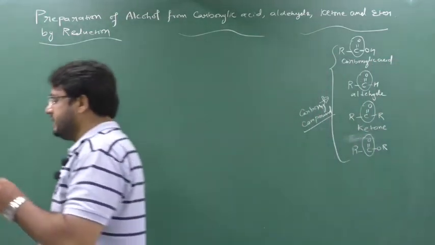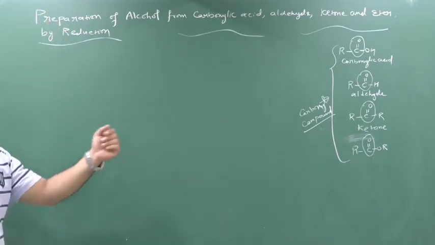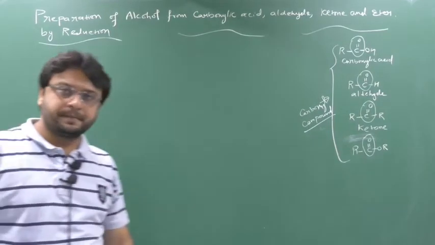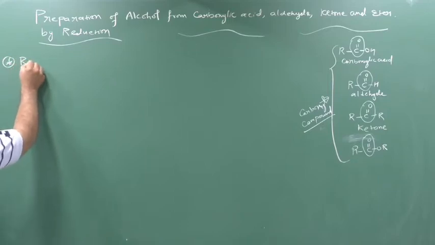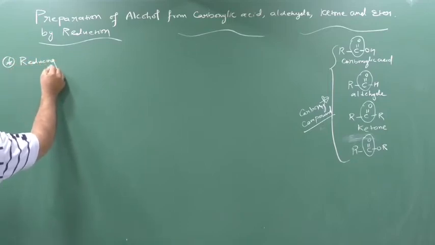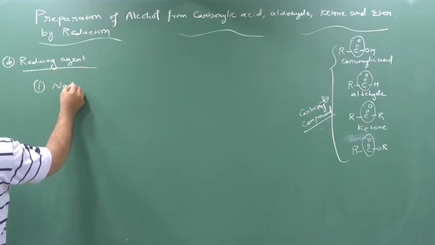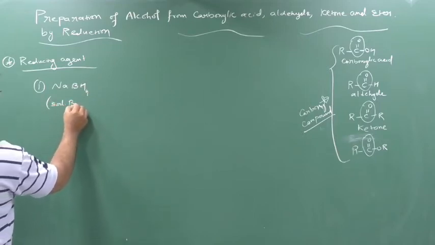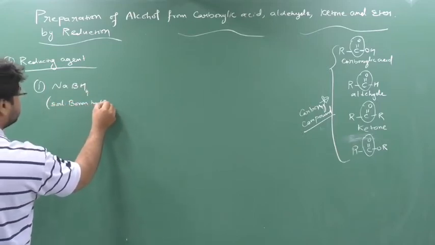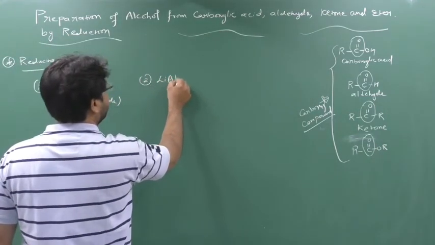Sometimes in a question they can ask like this also: explain the preparation of alcohol from carbonyl compound by reduction method. So here we are using the reduction method. For the reduction method we should have a reducing agent. Here we are using two types of reducing agent specially. First reducing agent is sodium boron hydride, NaBH4. Clear? And next we are using lithium aluminium hydride.